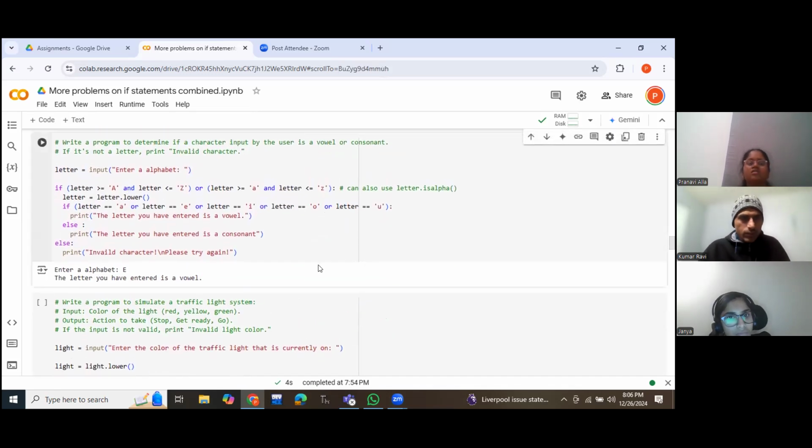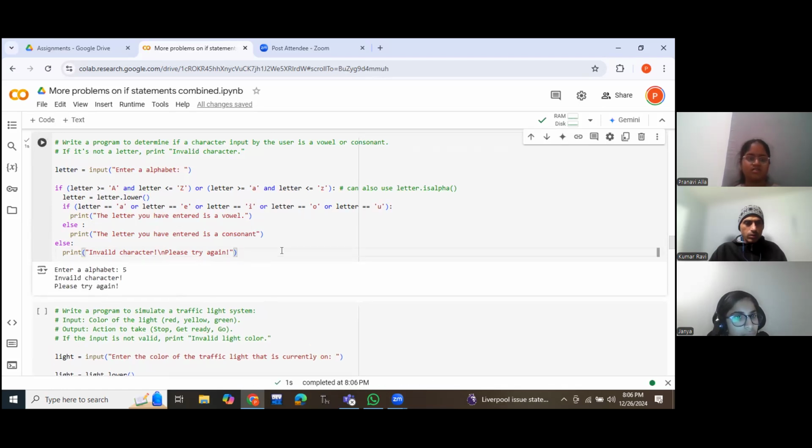This one is correct. If the input is a vowel or consonant. Okay. Did you run this and are you able to get the correct output? Yes, sir. For example, if I put B, it's going to say it's a consonant. If I put a number, it's going to say try again.